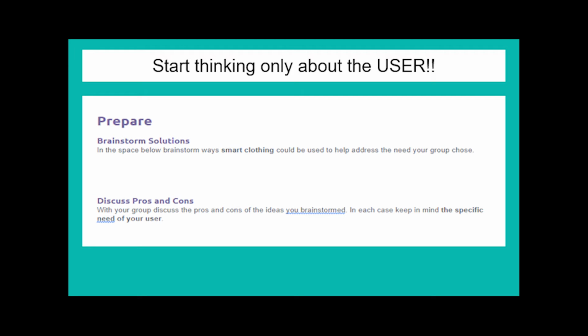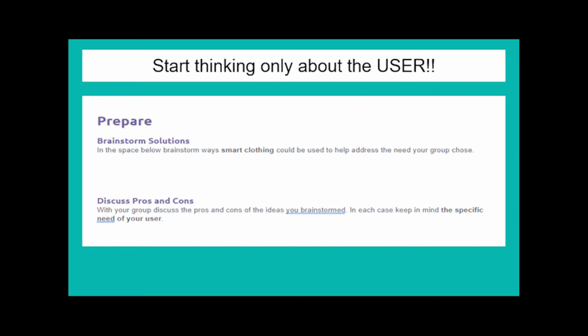Once you've brainstormed solutions, discuss those pros and cons of the proposed solutions with your group. You should be having this conversation from the standpoint of the user. Use the specific needs you chose or the broader needs you have brainstormed to guide how you value each idea.